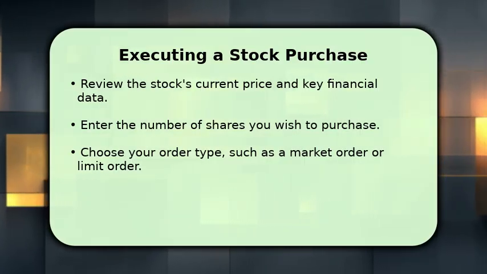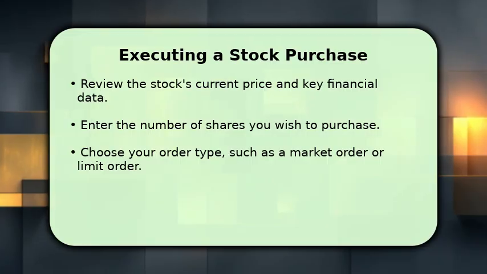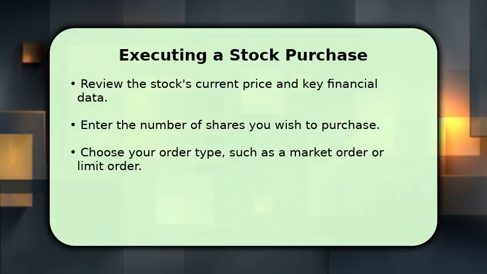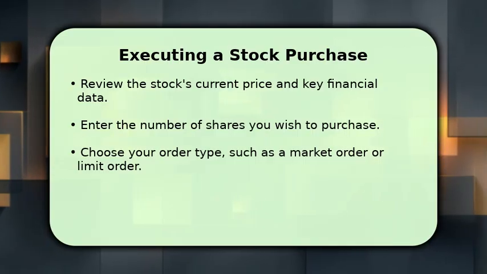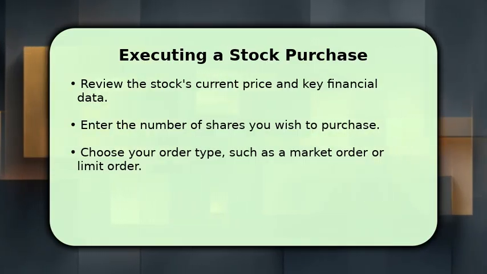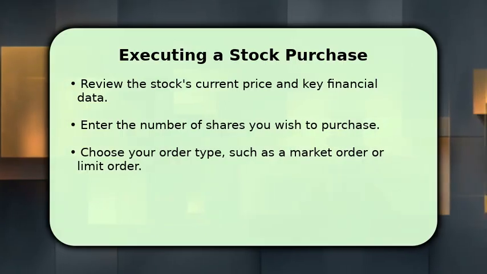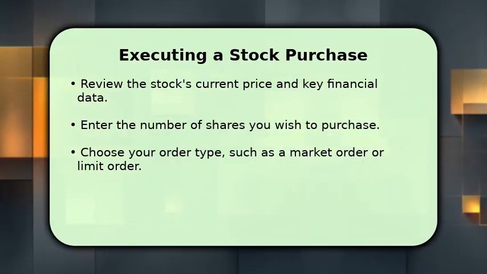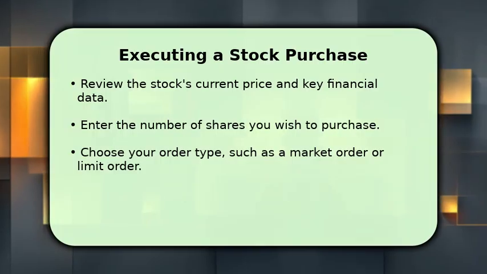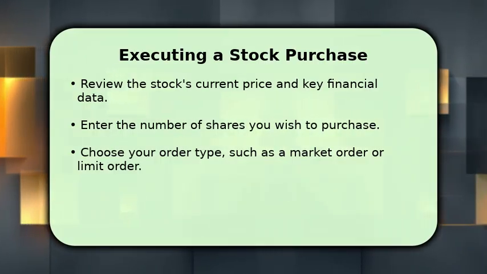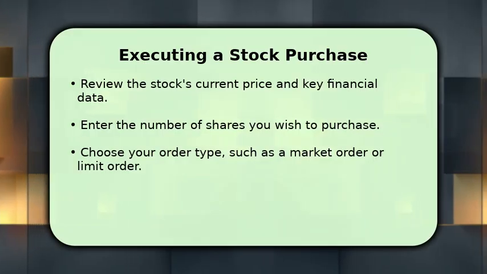Carefully review this information. Next, specify the number of shares you want to buy. You can purchase as little as 1 share. Then, select your order type. A market order buys at the current best available price, while a limit order lets you set a maximum price you're willing to pay, offering more control.